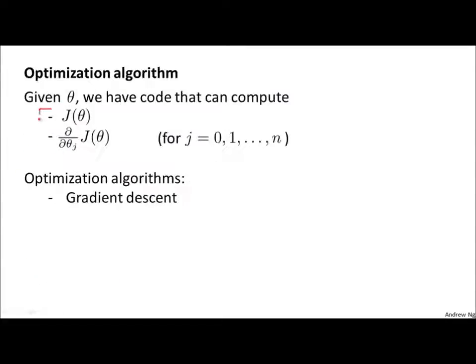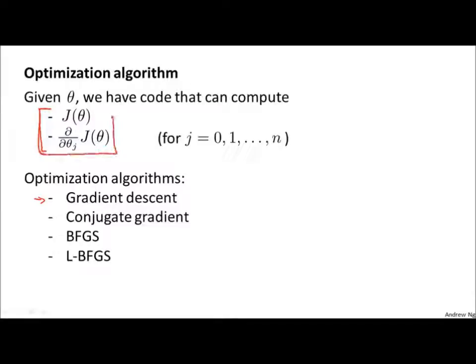So, having written code to compute these two things, one algorithm we can use is gradient descent. But gradient descent isn't the only algorithm we can use, and there are other, more advanced, more sophisticated ones that, if we only provide them a way to compute these two things, are different approaches to optimize the cost function for us. So conjugate gradient, BFGS, and LBFGS are examples of more sophisticated optimization algorithms that need a way to compute J of theta and need a way to compute the derivatives, and can then use more sophisticated strategies than gradient descent to minimize the cost function.